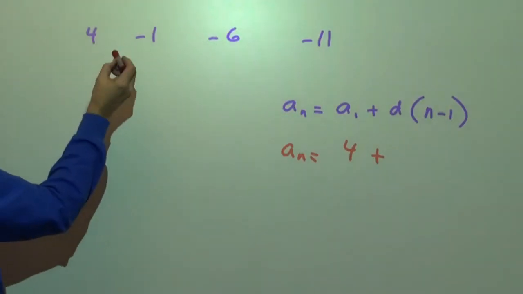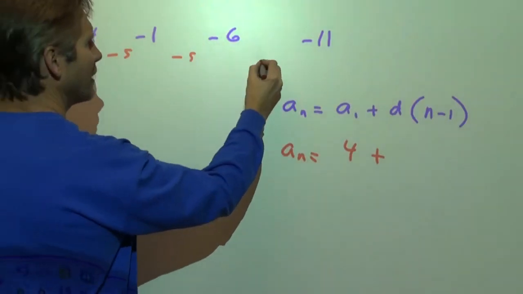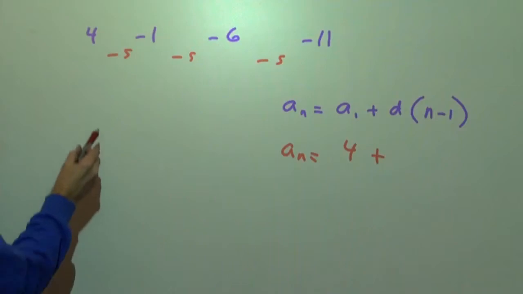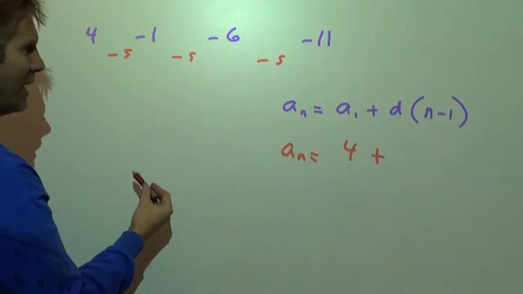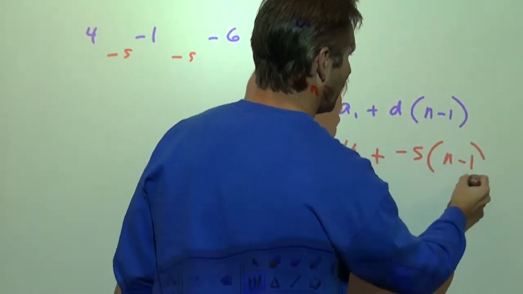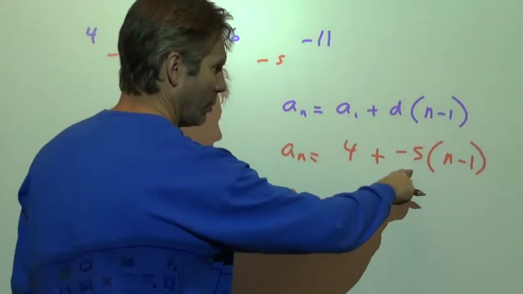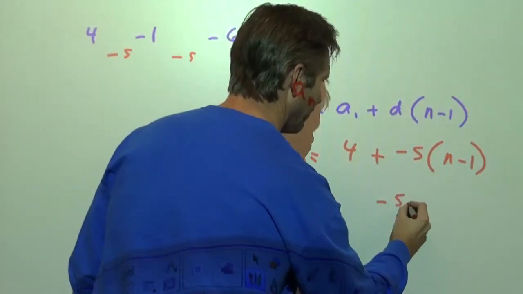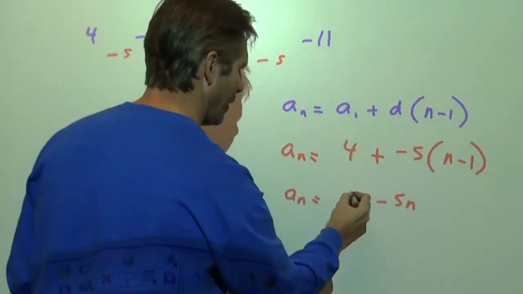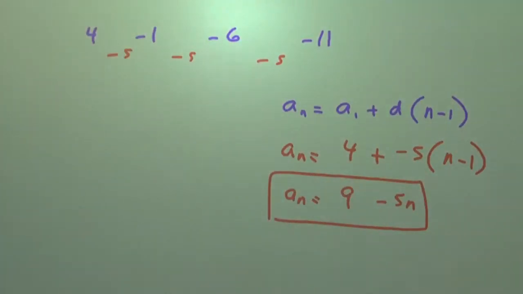To go from here to here, we're dropping by 5. To go to the next term, again, we're taking away 5. And this is a consistent rate of change, again, slope, rate of change. So we see that our common difference is -5. So we're going to put a -5 in for D and multiply that by n minus 1. Now let's clean this up. Distribute the -5, we're going to get a -5n, and we're going to get -5 times -1 is +5. Added to the 4 is a +9. So this is our rule for finding the nth term.